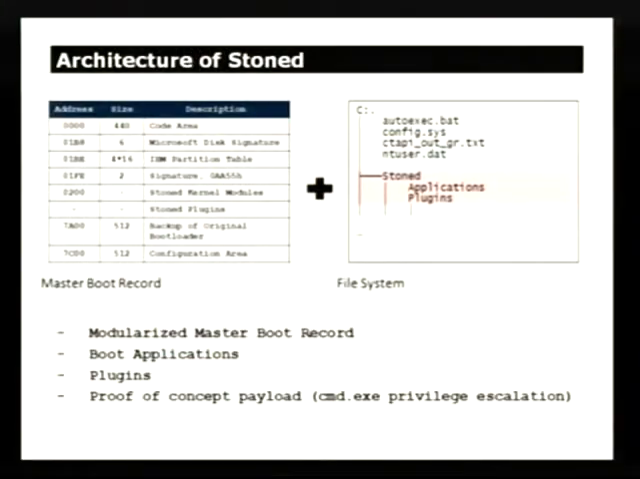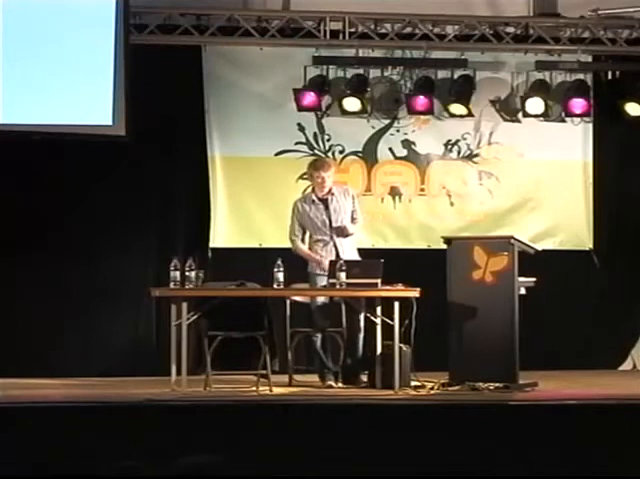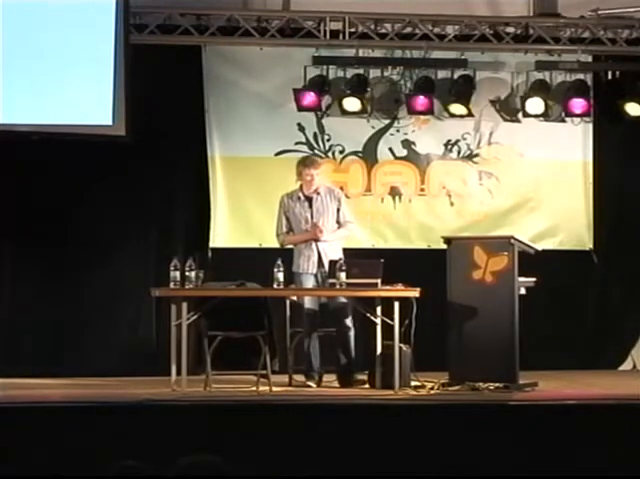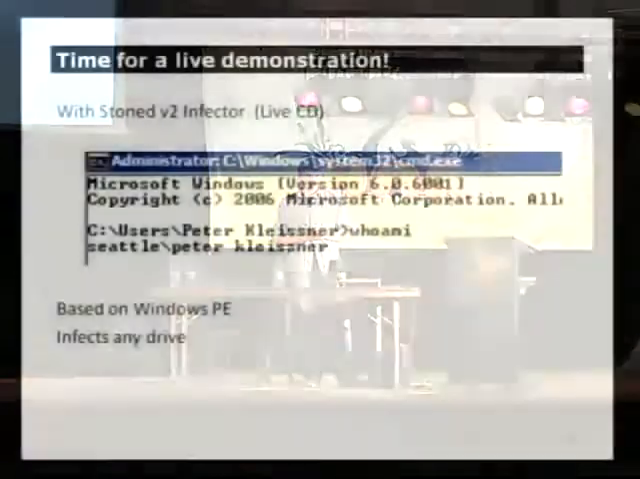And as proof of concept, I've included in my Stone bootkit a cmd.exe privilege escalation, which is a normal driver written using the Windows Driver Kit, which just escalates the rights, the security rights of the cmd.exe process to system from the normal user. It should never happen that a normal user application gets system rights. And for this, I'm showing you now a demonstration with a new live CD.